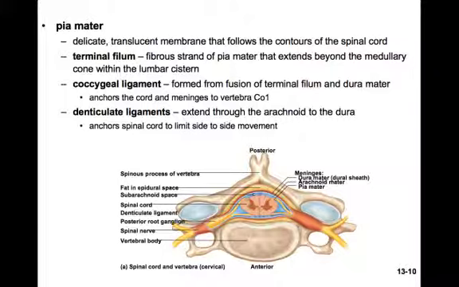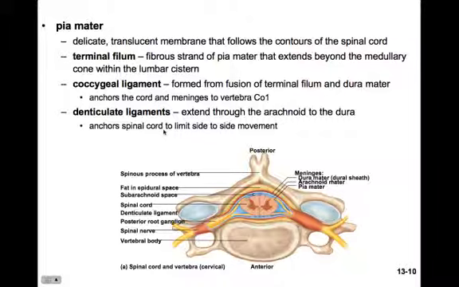The filum terminale, or the terminal filum, is a fibrous strand of pia mater that extends beyond the medullary cone within the lumbar cistern amongst the fibers of the cauda equina. It fuses with the dura mater and forms the coccygeal ligament, which anchors the spinal cord to coccygeal vertebra 1. Denticulate ligaments extend through the arachnoid space into the dura mater and anchor the spinal cord, thus limiting its side-to-side movement.